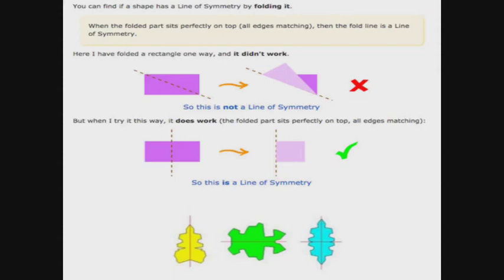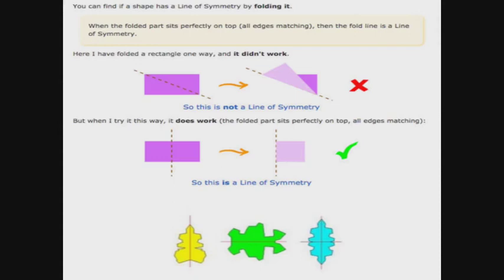Here I have folded a rectangle one way and it didn't work. So this is not the line of symmetry. Now let's go to the second one. But when I try it this way, it does work. The folded parts sit perfectly on top, all edges matching. So this is the line of symmetry.